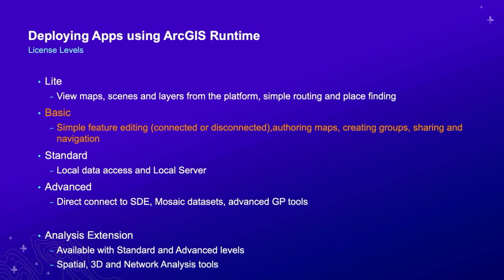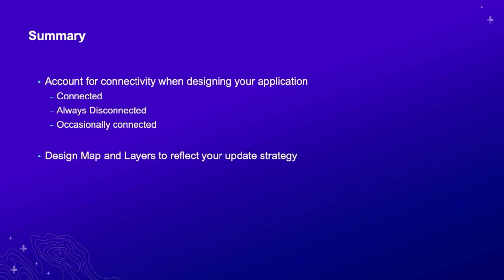So in summary, think about connectivity when you're designing your application. Don't build your application and then think about connectivity as an afterthought. Think about it from the start. And you're really thinking on three ways. Are connected, always disconnected, occasionally connected. And design your map and the layers to reflect your update strategy. So think about how you're going to update your maps when they're already on devices.